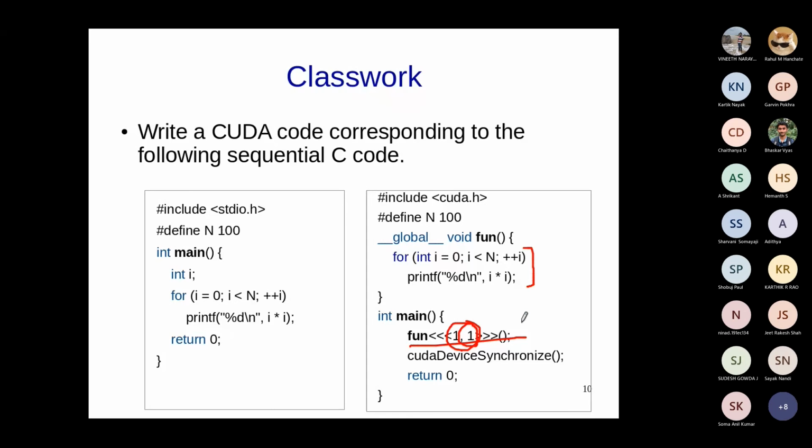Let's try to do that. Let's see if you are able to do that. So I have shown you sequential GPU code. Right now, can you make it parallel code on the GPU without worrying about the ordering amongst the prints? Okay. Anybody else has any questions? Feel free to ask.